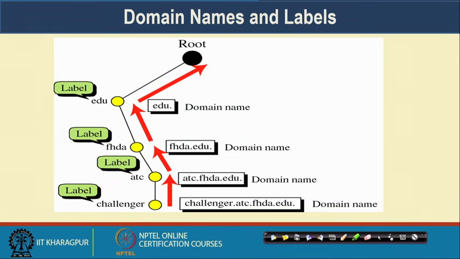Above the TLD is the root domain. A typical example is, say, challenger.atc.fhda.edu. This is an overall domain name. If we go up this hierarchy, the next level is atc.fhda.edu, then fhda.edu, and edu is the top level domain. This dot indicates the root domain. So, these are the top level domains which are there.